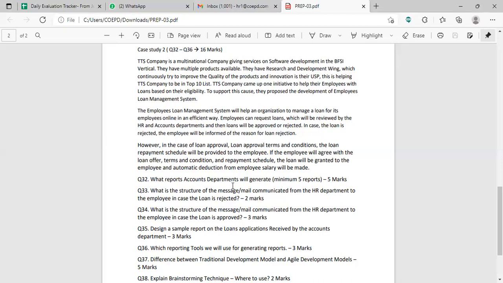The next one asks: what is the structure of the message or mail communicated from the HR department to the employee in case the loan is rejected? So guys, in this scenario, just give us one small email wherein the HR will reject. When the HR is rejecting a loan, what kind of information should the HR department include in this email? The hint here would be the reason for rejection, the name of the employee, the tenure of the employee, and any specific reason if you want to notify, that also can be included in this email.